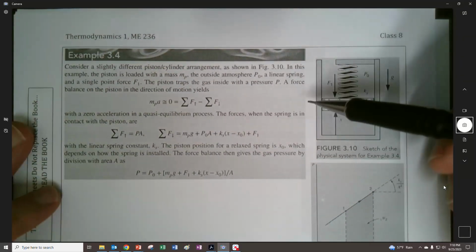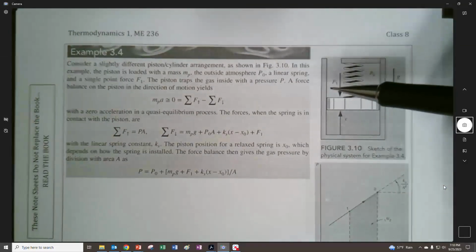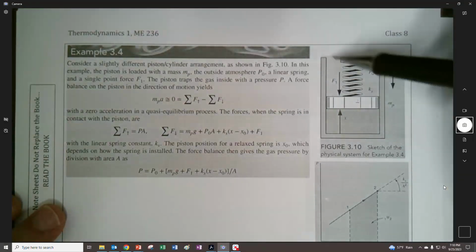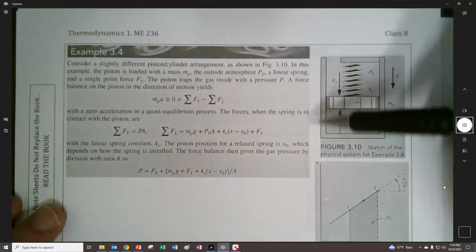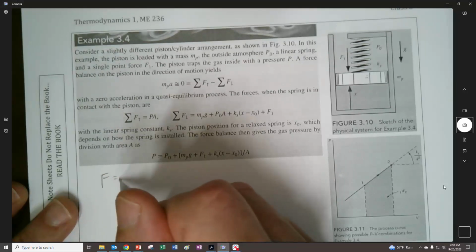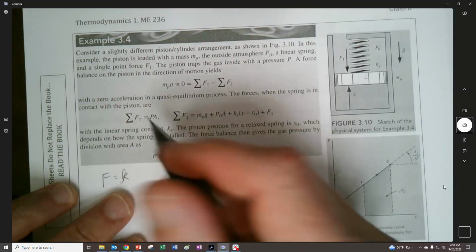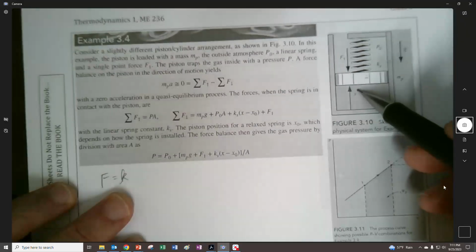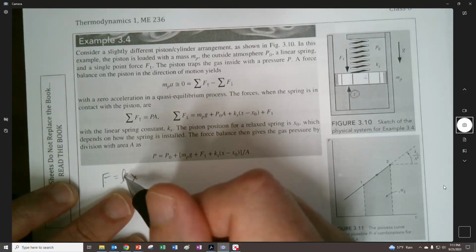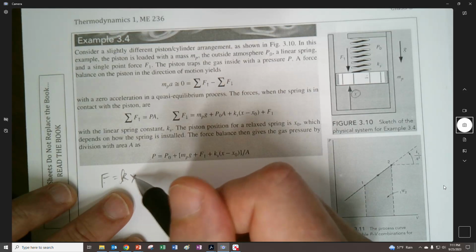So we consider this slightly different piston and cylinder arrangement where we have a spring involved here. In this example, this piston is loaded. This thing has a mass MP, right? So the piston has a mass, and it's exposed to the outside pressure, and this has a linear spring, right? And if you can't remember, springs have a relationship where the force is equal to some constant, which wouldn't be a constant if it wasn't a linear spring. And then it's going to have some deformation. And they decided to use the coordinate x, right? So you have spring constant times x equals force. The units of this are pounds per, or force per, that could be newtons. Force per displacement. Here's the displacement, so you get the force out of that.